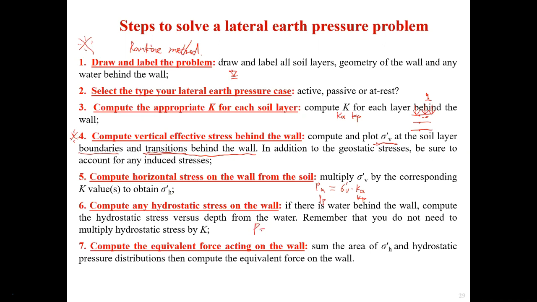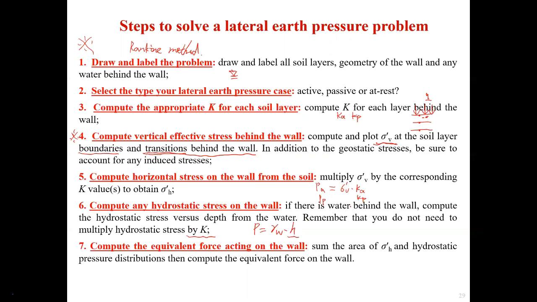And this one, P equal to gamma W times H. H is the distance from the water surface to the position you want to calculate. And here, just be careful. You calculate the gamma W H, and you get value P, that's it. You don't need to multiply Ka or Kp again, because it's hydrostatic.